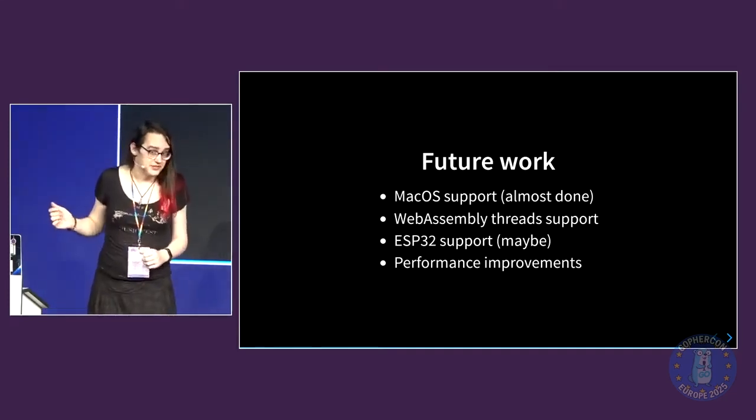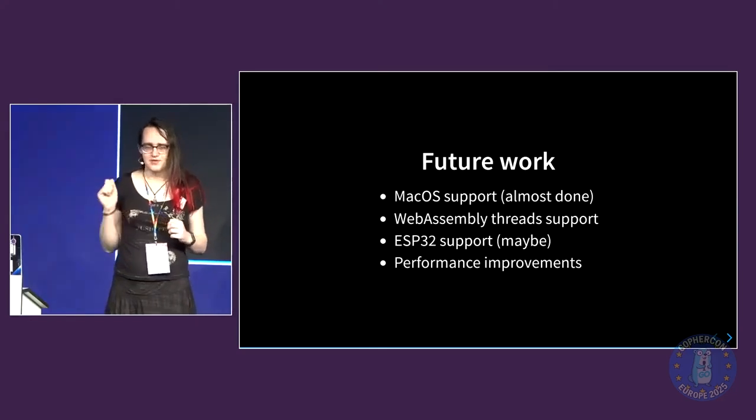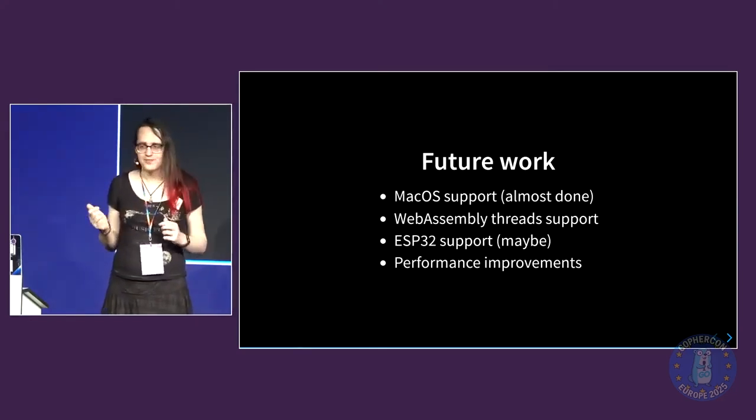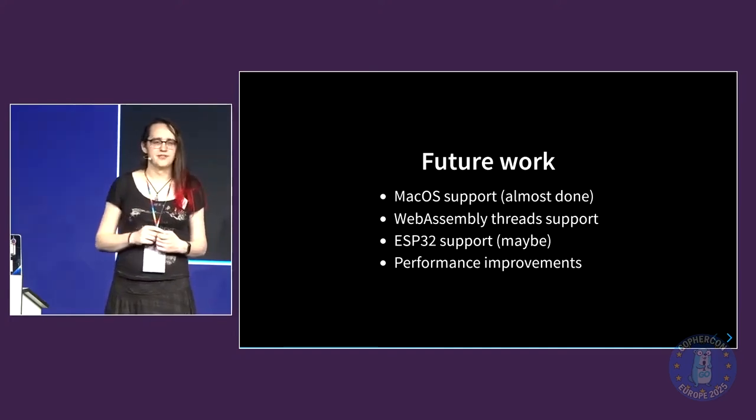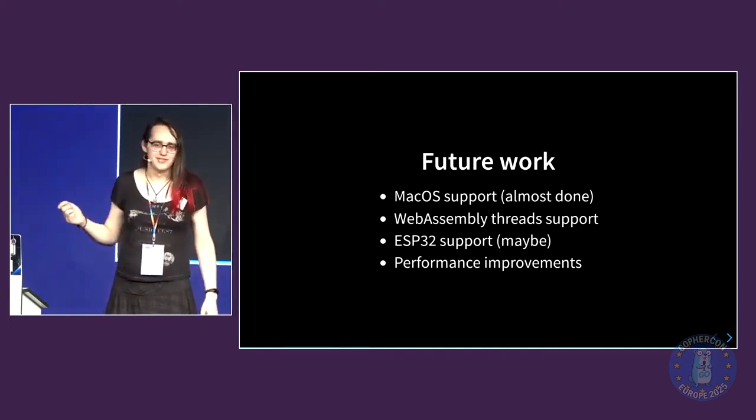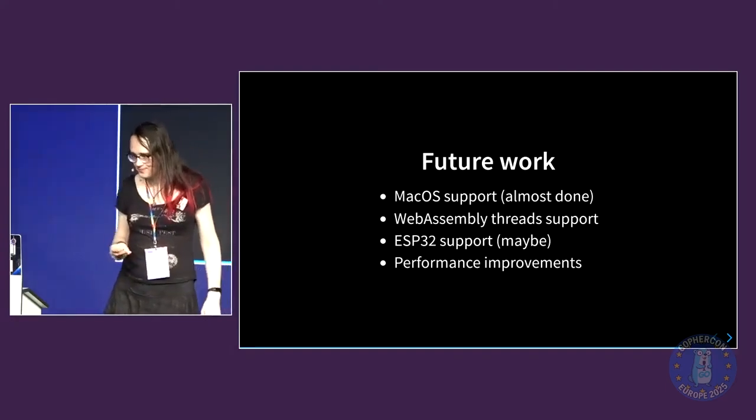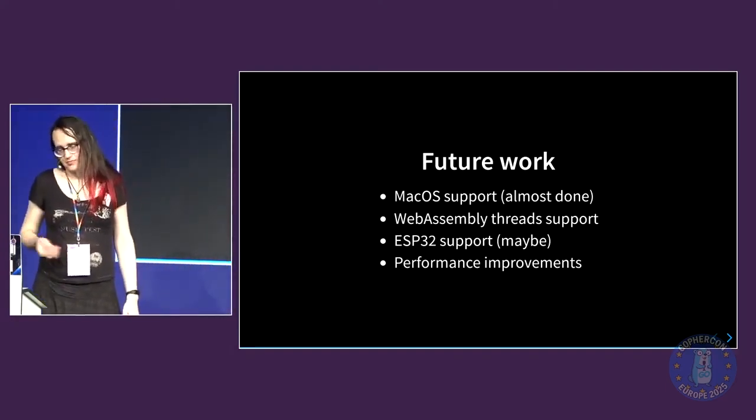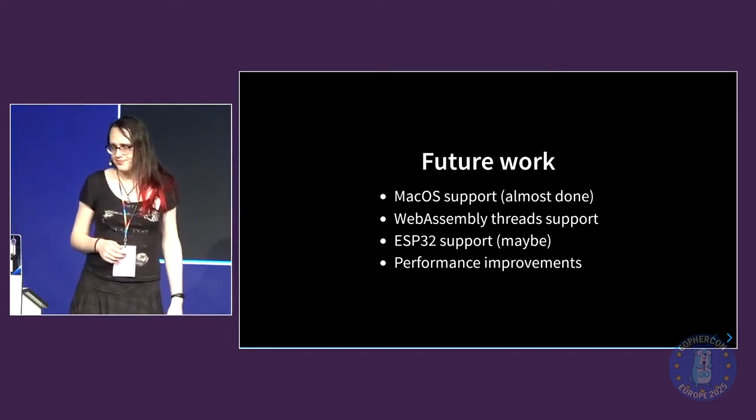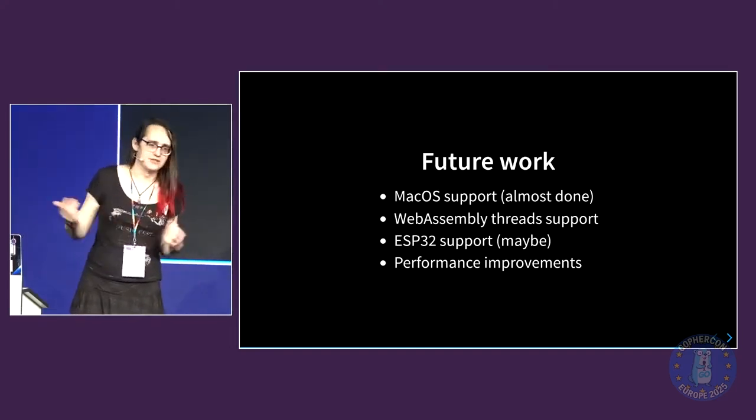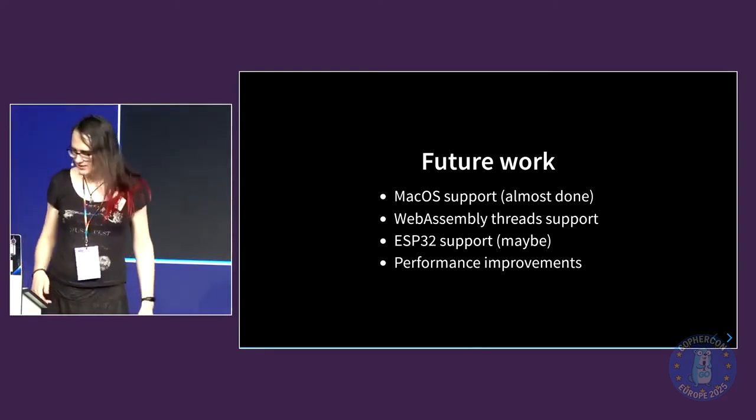Maybe I'll work on ESP32 support. For those that don't know, the ESP32 is a very cheap Wi-Fi chip, and it is dual core, one of the first cheap dual core chips. But currently we do not have Wi-Fi support on it, which is the whole point of the chip, so it's not super useful in TinyGo so far. But maybe we'll get to it. And of course, there are performance improvements we can make, but first we had to implement basic support. So that's it.